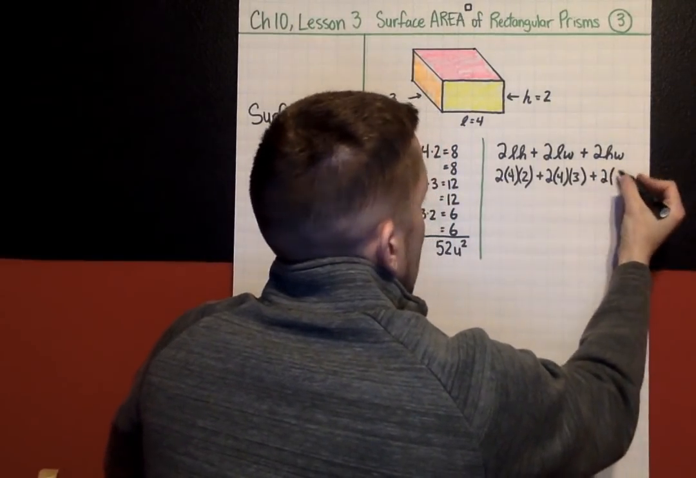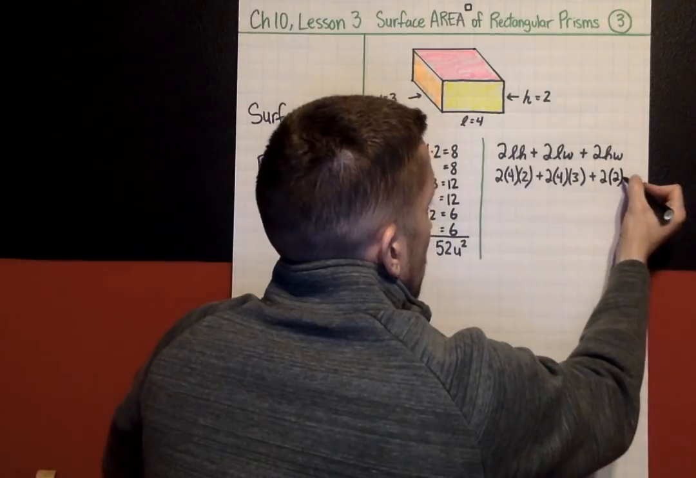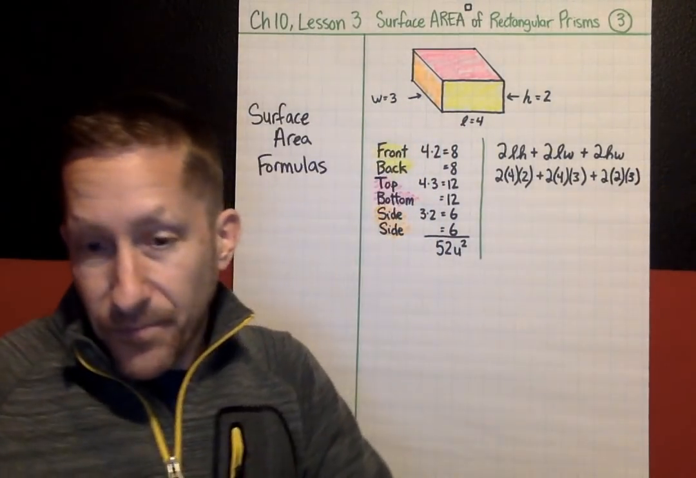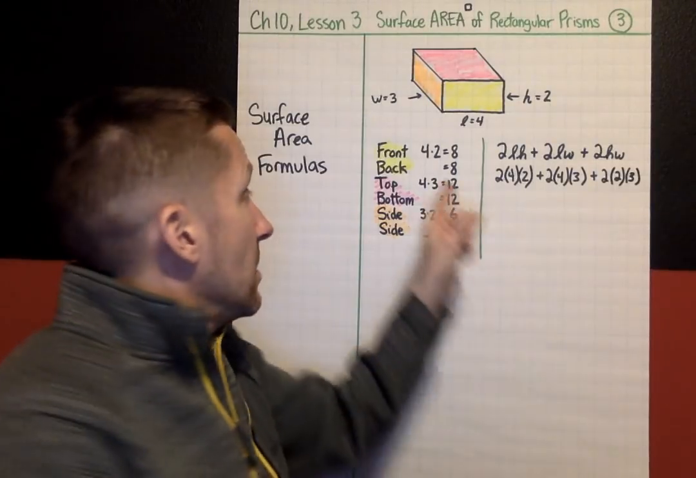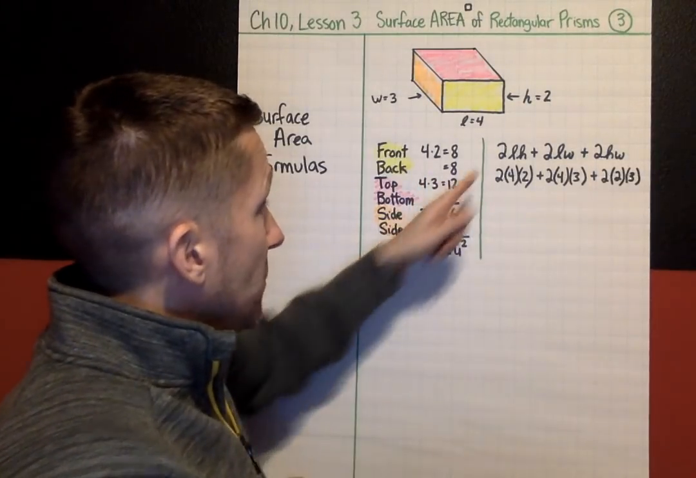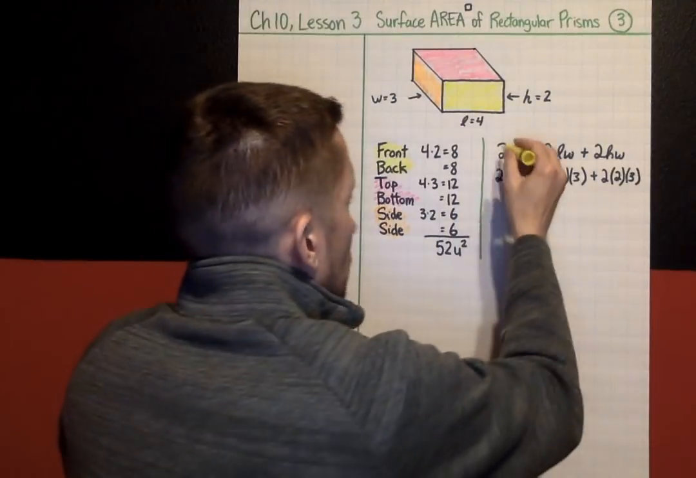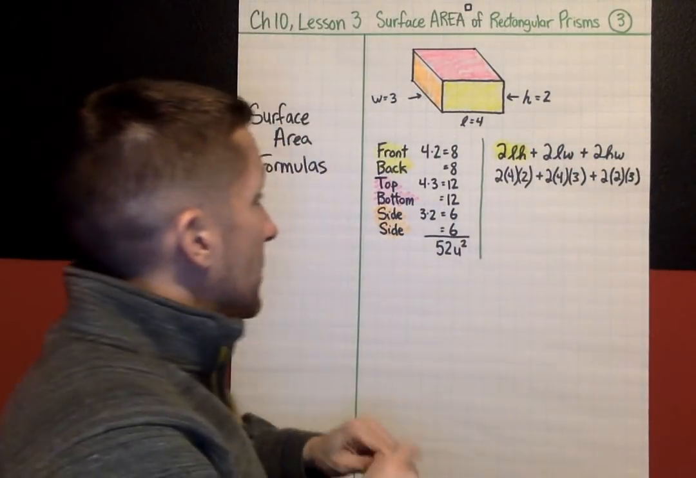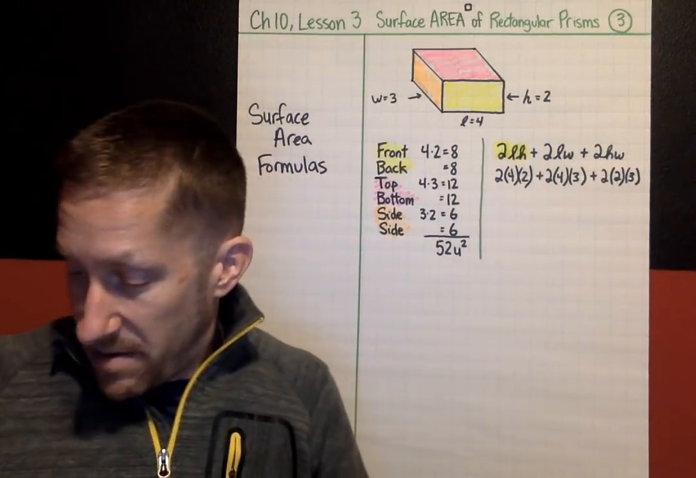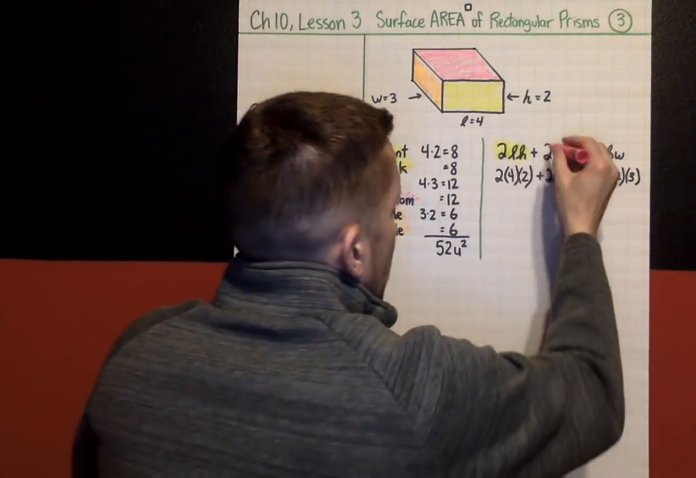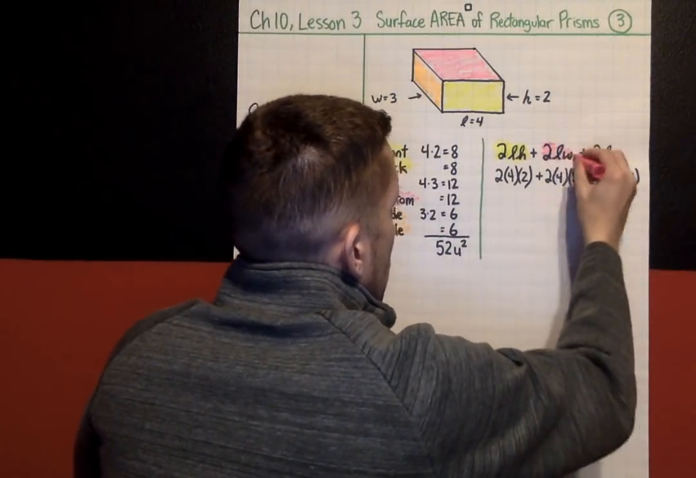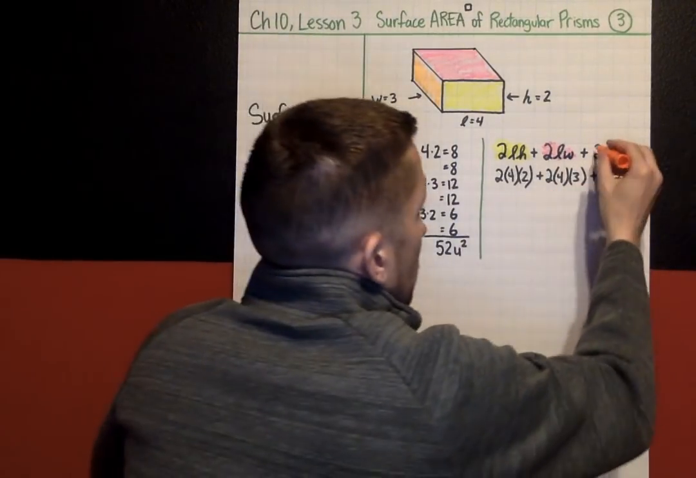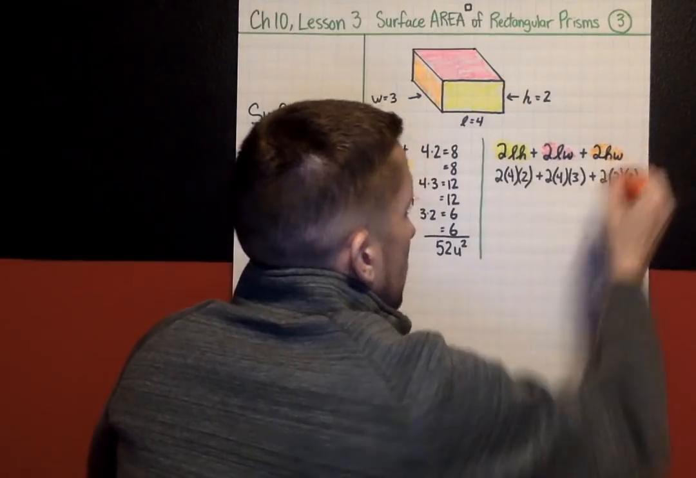So 2 and the height is 2 and the width is 3. Again, most 6th graders like this version better, but if you follow that better, you're more than welcome to use it. Here's how they match up. That is the same thing as the yellow in this formula. This was the same thing as the pink. And 2HW, you got it. It's the same thing as the orange.